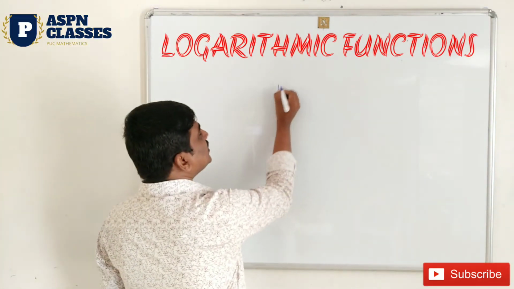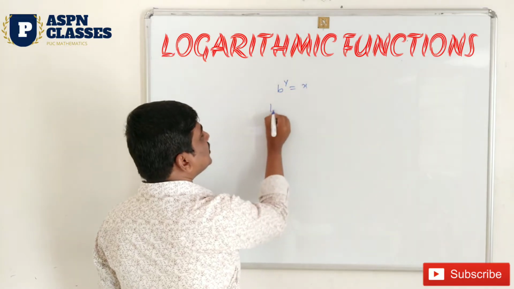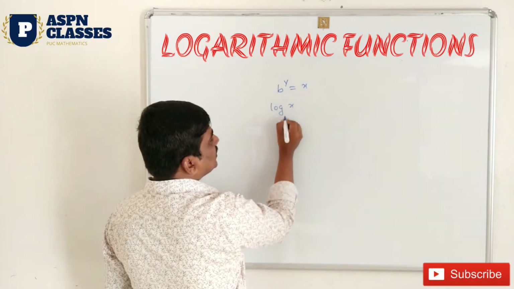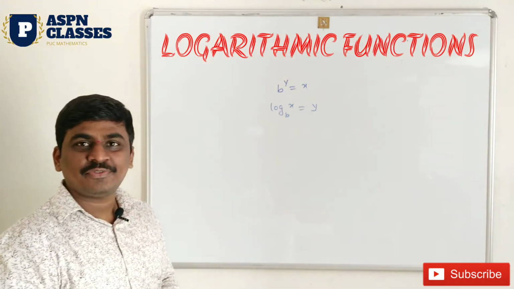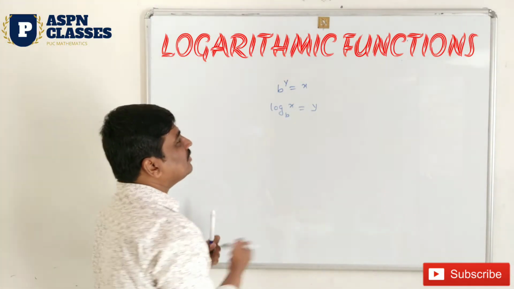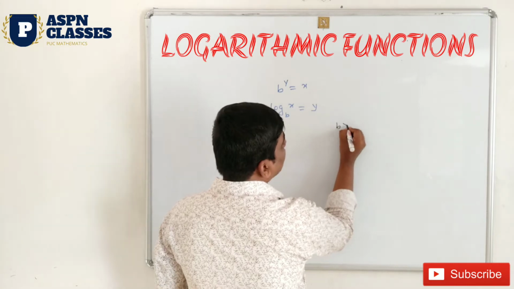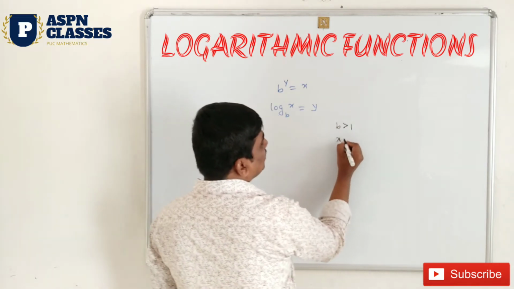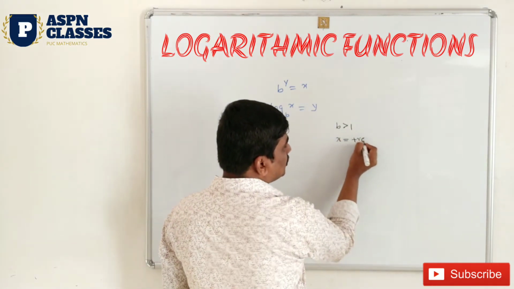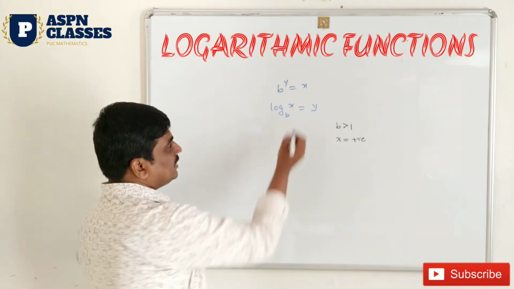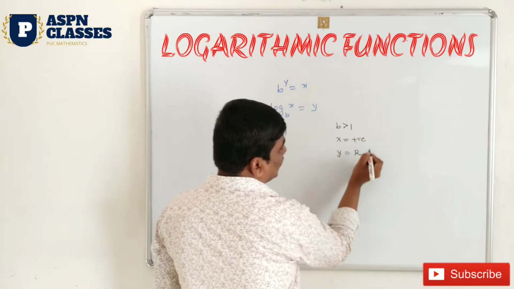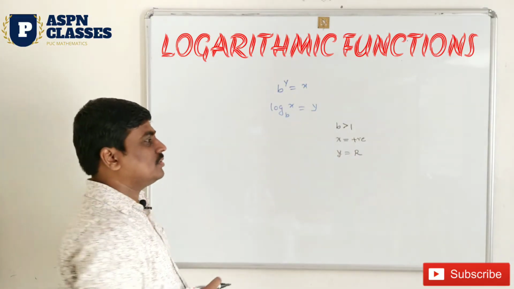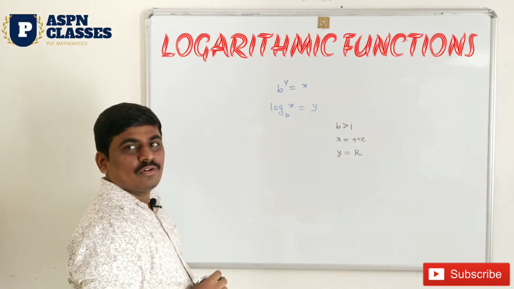So b raised to y is equal to x, it means log of x with base b is equal to y. In this condition, what conditions do we have to follow? The b value, I think we already know, is greater than 1, then the x value always has to be positive, correct? And in this case the y value can be any real number, correct? So this is the procedure, you always have to follow this.